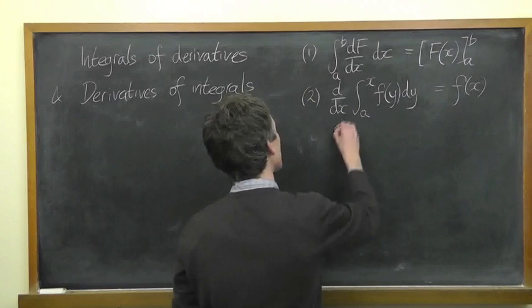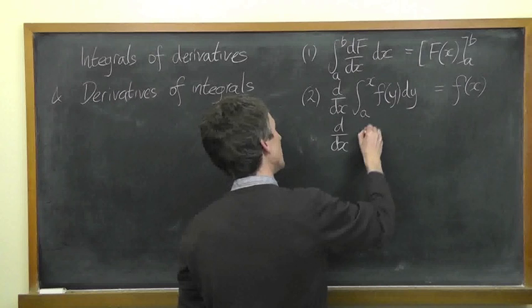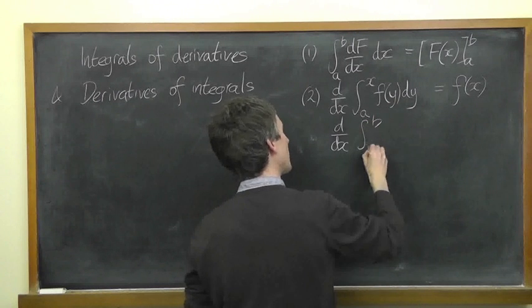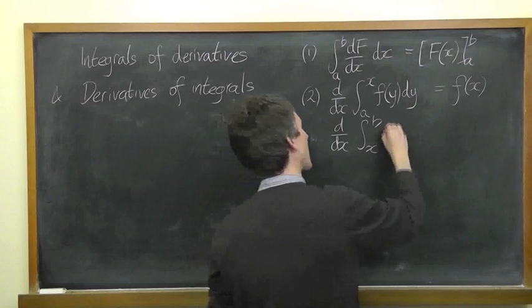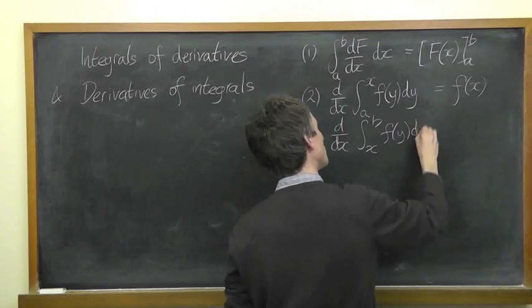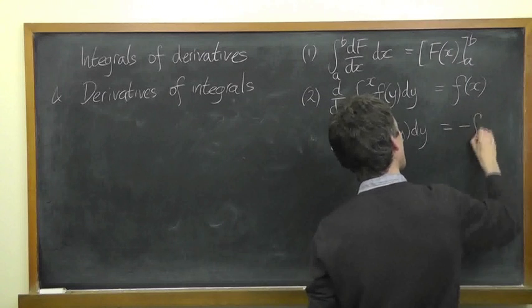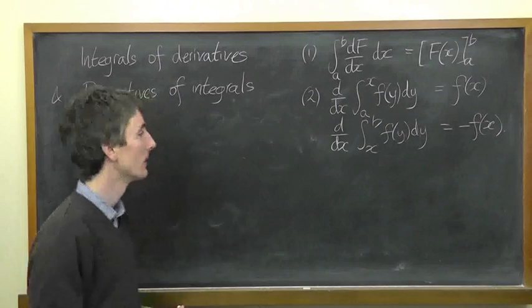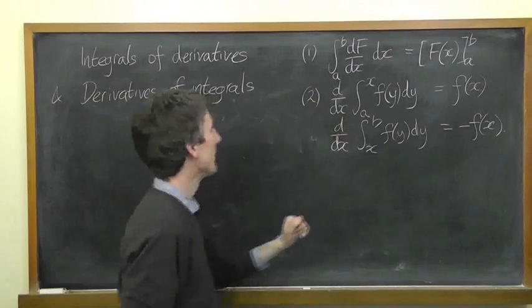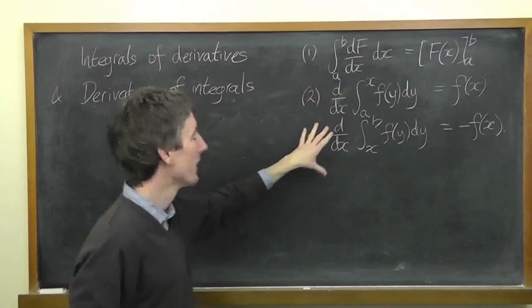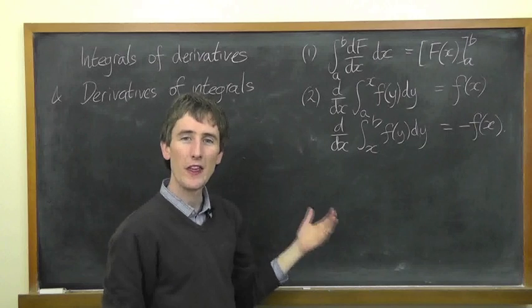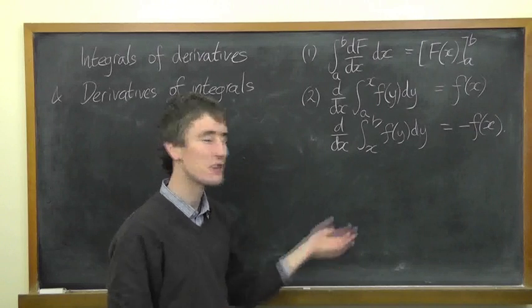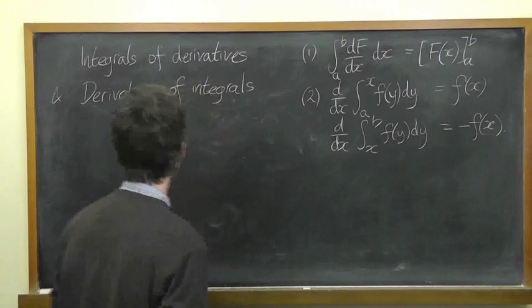And a corollary of this is that if we were going, let's say, from x to b, where b is greater than x, we would pick up minus f evaluated at x. So this is great. And these kinds of relations together make up something called the fundamental theorem of calculus. So that tells you just how important they are.